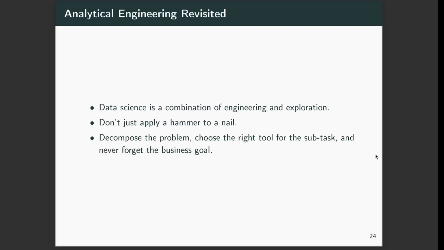The slide gives us a pointed piece of advice. Don't just apply a hammer to a nail. This is a gentle warning against the most common failure mode of newly trained data scientists, the tendency to take the one or two techniques you are most comfortable with and try to apply them to every problem.